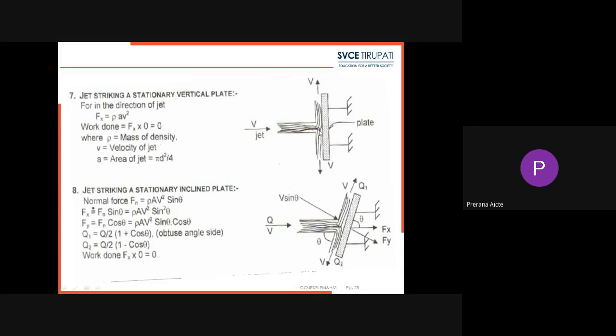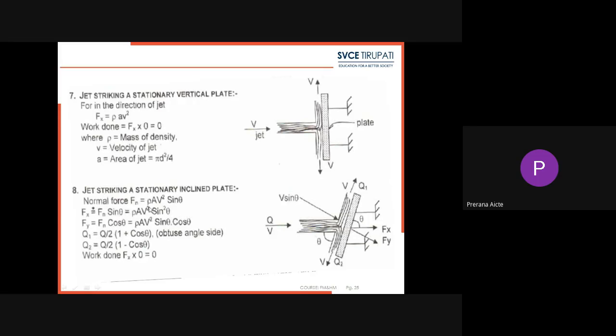So in that case, the force acting in the direction of the jet on the plate can be calculated by using the formula Fx equals rho a v square. Then the work done on the plate is Fx into 0, so therefore the work done is 0. Here rho is the mass density, v is the velocity of the jet, and a is the area of the jet, that is pi d square by 4.